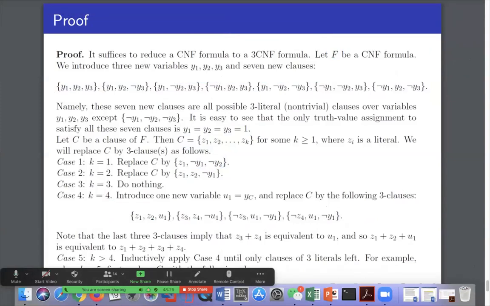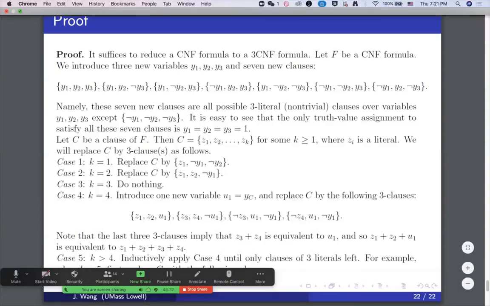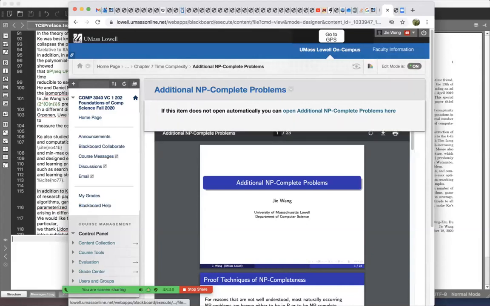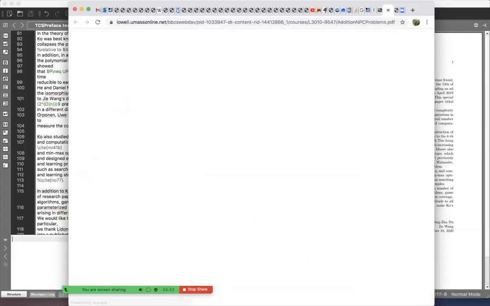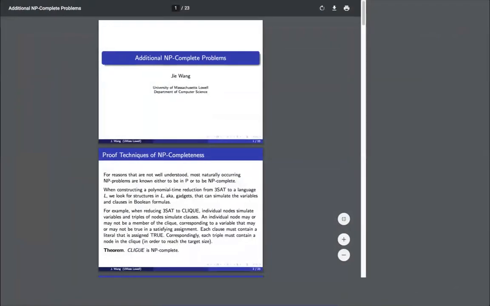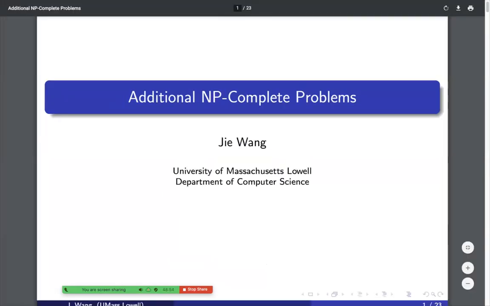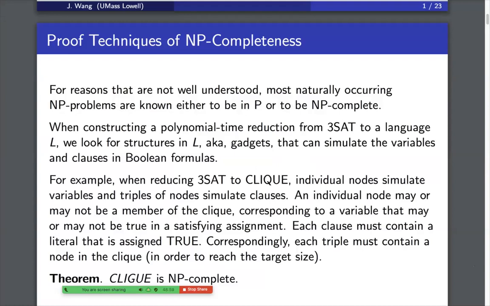Okay, so we're going to start additional NP complete problems. So let me go back a little. We began with the bounded halting problem, and showed that the bounded halting problem is NP complete, but that problem is not natural.